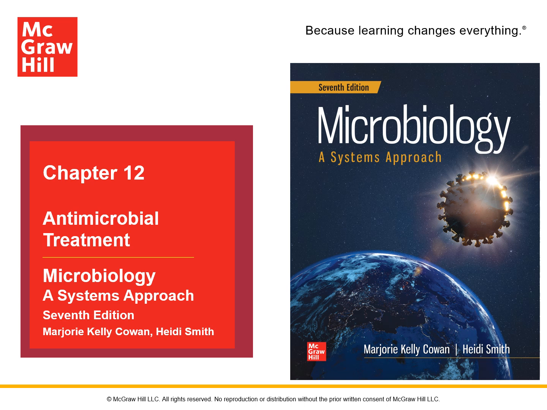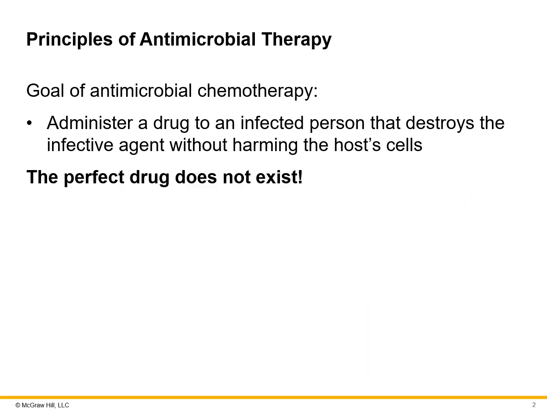In chapter 12, we are now going to look at antimicrobial treatments. We talked about ways to control microbes in chapter 11. Now we're going to learn about how to treat them. So first of all, the main principle of any therapy is to administer a drug to the infected person that destroys the agent, and the key is without harming the host.